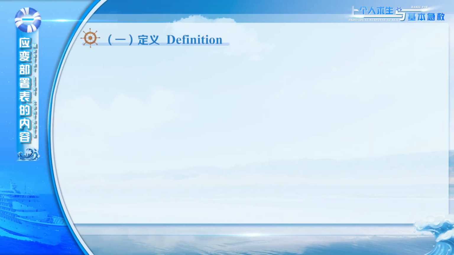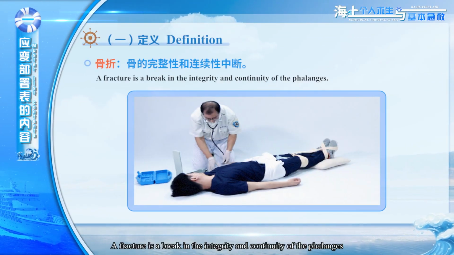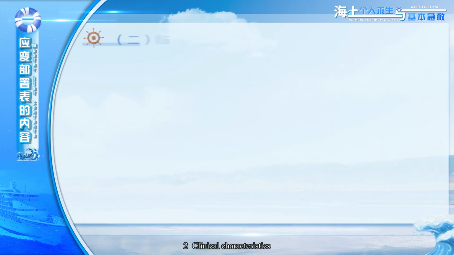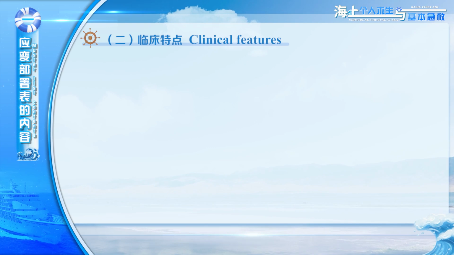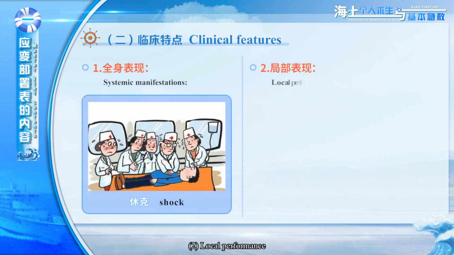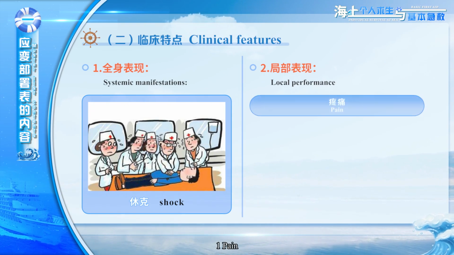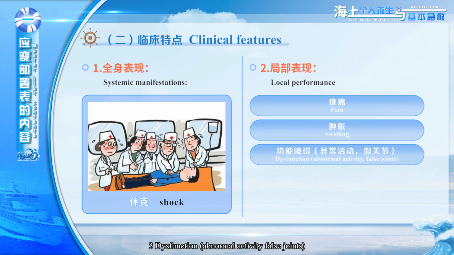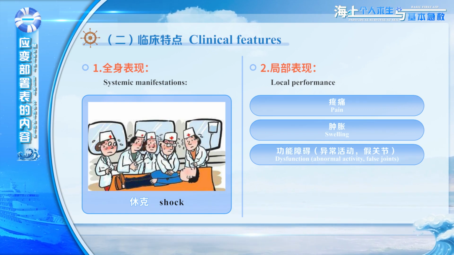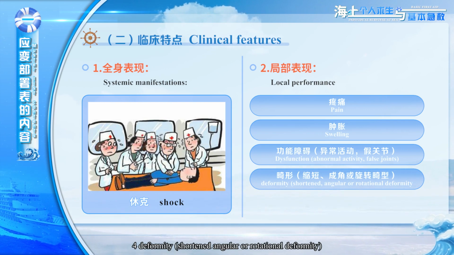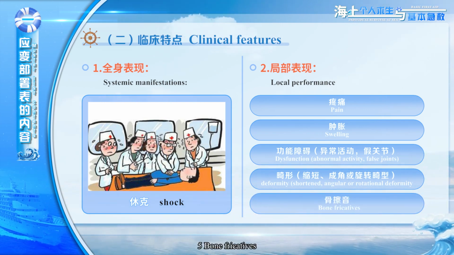1. Definition. A fracture is a break in the integrity and continuity of the bone. 2. Clinical characteristics. 1. Systemic manifestations, shock. 2. Local performance. 1. Pain. 2. Swelling. 3. Dysfunction, abnormal activity, false joints. 4. Deformity, shortened, angular or rotational deformity. 5. Bone crepitus.